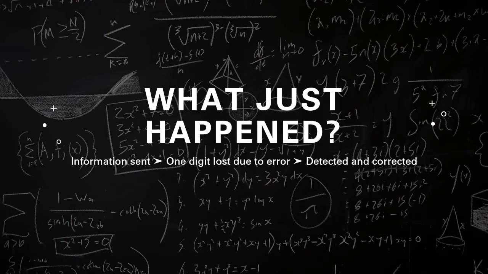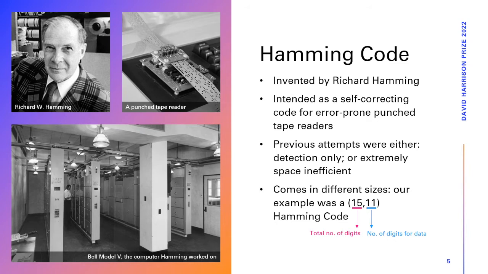So all of you must have been wondering what has just happened. Did I maybe remember all the content on the 12 cards? Or perhaps I managed to read this guy's mind? Or is it neither of them? What has just happened is some information was sent. One out of those 15 digits was lost due to an error, and I was able to detect this error and correct it. What I just demonstrated is called Hamming code.